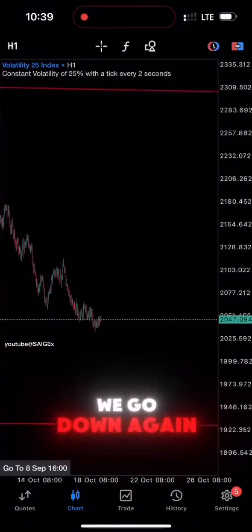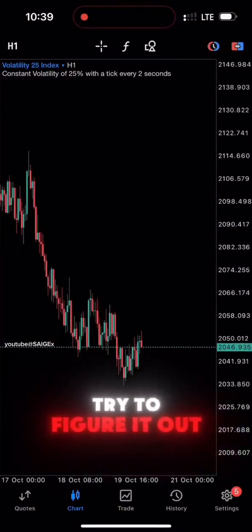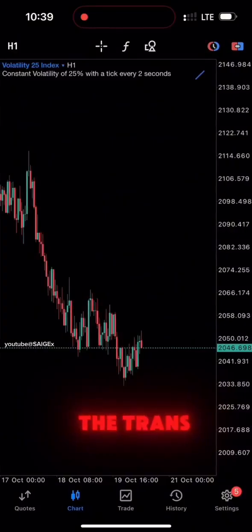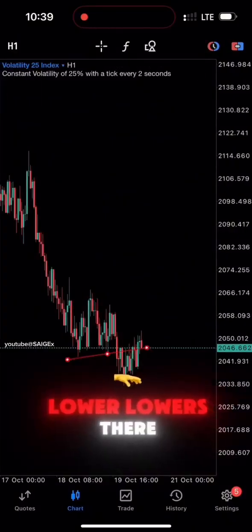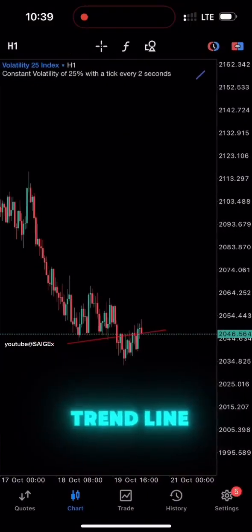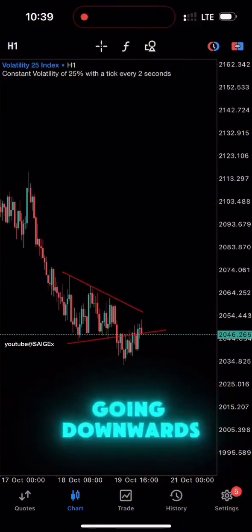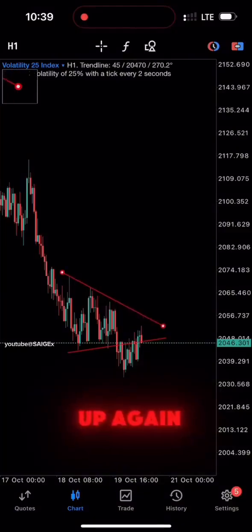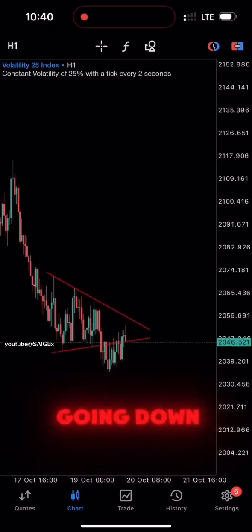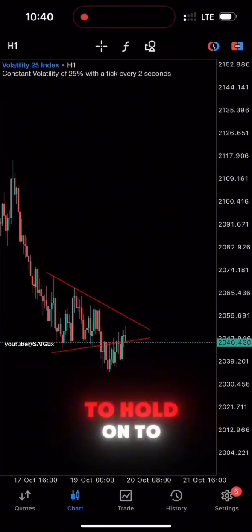So we go down again. Here we have something. Let's try to figure it out. Well, we can see it by drawing the trends. So by putting our lower lows there, our bottom trend line, and then our upper trend line, we have some sort of triangle, right? And the price, it seems it made a break going downwards, and then it came back up again. So it seems it's trying to go up since it failed to keep going down. So we have something there, but we are not sure, but we have something to hold on to.